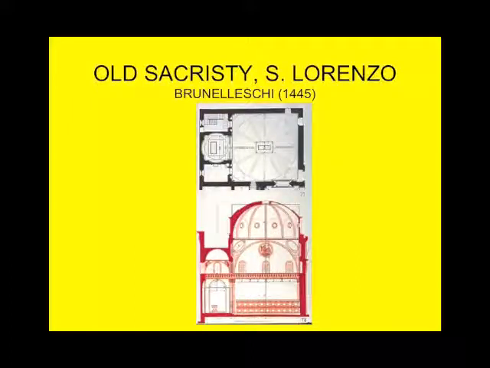And if you really want to have this kind of geometrically driven microcosm of an architecture, the idea of a centralized plan will deliver that to you in a way that the longitudinal plan will not. This is pure geometry. So Brunelleschi really plays with the idea of how to realize this.